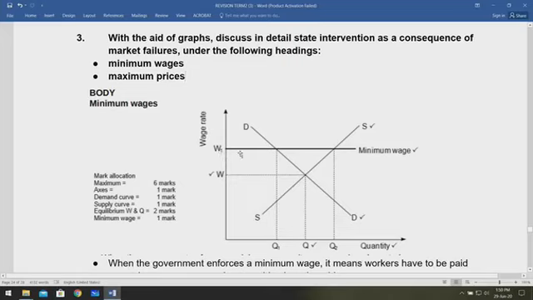Right, number 3, a firm that sells its product for 6 Rand a unit has the following total costs: 0 units, 40; 10 units, 100; 20 units, 120; 30 units, 150. Which statement is correct?